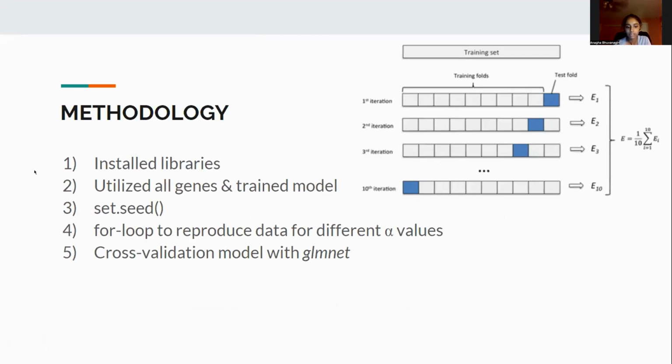So onto the methodology. First, we installed libraries. We used the R programming language, and the R programming language contains many different libraries that have built-in functions that we heavily utilized throughout our project.